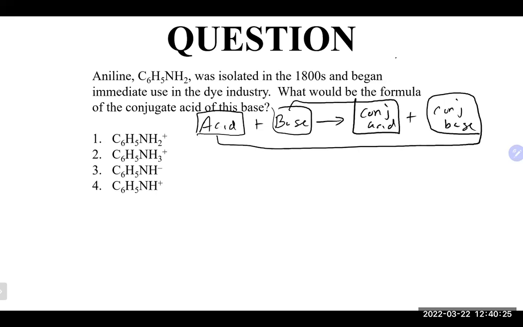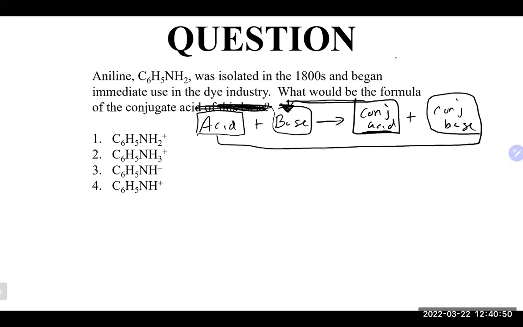Sometimes they may not be nice enough to tell you what you're dealing with, so you want to think about what you're looking at. Let's say they weren't nice enough to tell us that this is a base, but they do want us to find the conjugate acid. If we wanted to find the conjugate acid, then thinking about it backwards, what I am looking at is a base.